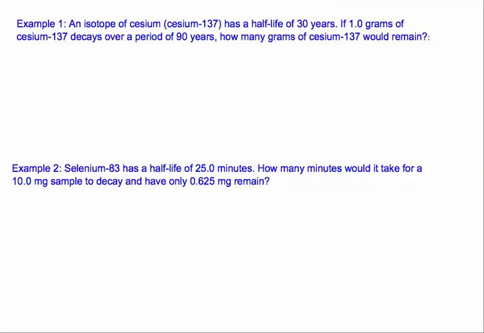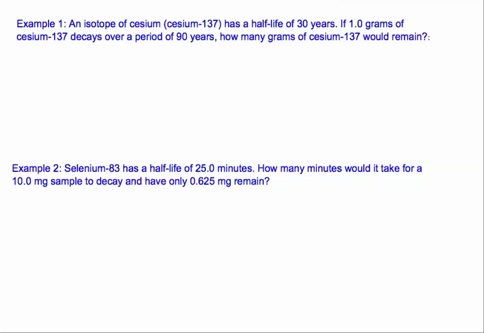So in the first example, we have an isotope of cesium, and specifically it's cesium-137, has a half-life of 30 years. That means every 30 years, half of the sample decays to a new atom. If 1.0 grams of cesium decays over a period of 90 years, how many grams of cesium-137 would remain?